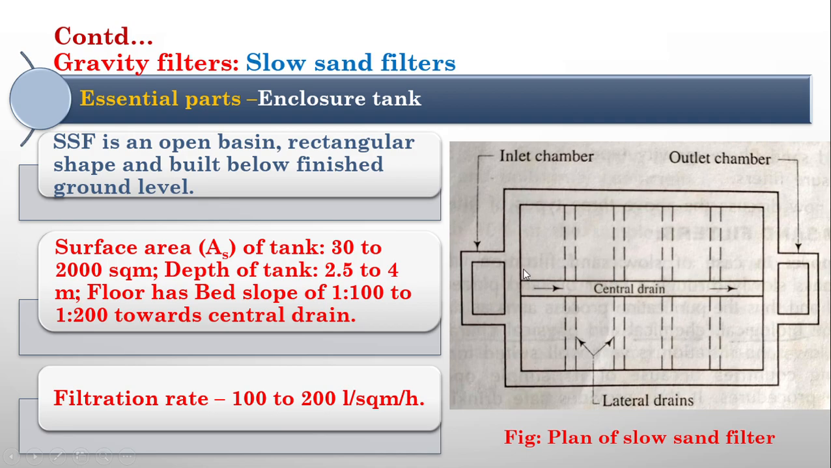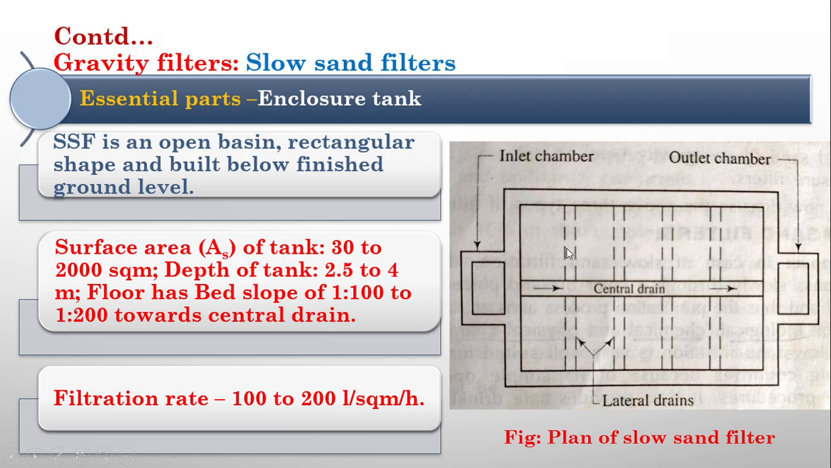When this is our inlet and this is the outlet, the bed slope will be in this direction for the movement of fresh water. The bed slope will be 1 in 100 to 1 in 200. Filtration rate is 100 to 200 liter per square meter per hour. This figure shows the base of that tank, actually the under drainage.